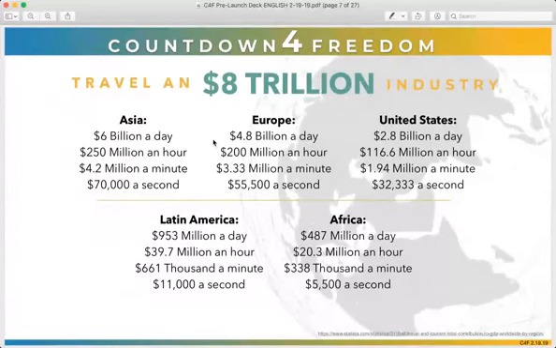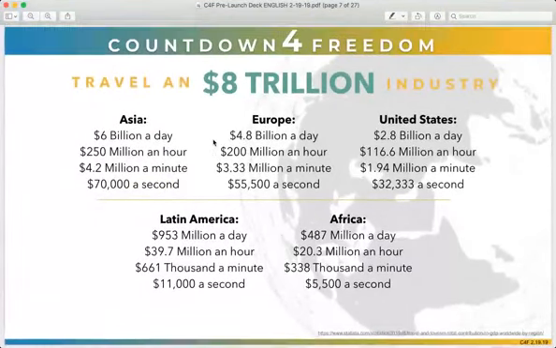Travel, travel, travel. It is the greatest education in the world. An $8 trillion industry, $6 billion a day in Asia, in Europe $4.8 billion a day. Where I am right now in the US, almost $3 billion a day, which by the way is over $32,000 a second. Latin America, almost $1 billion. Africa, $500 million. I mean, travel is it. Let me tell you a little more.